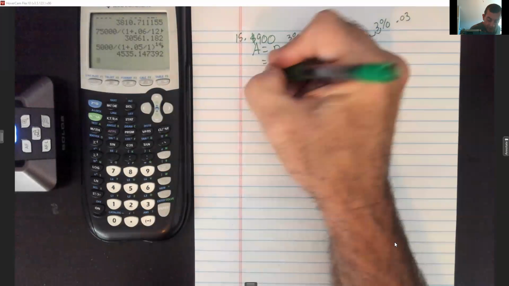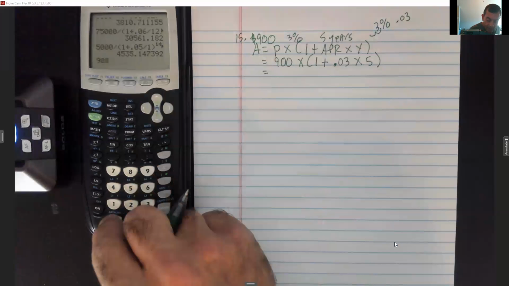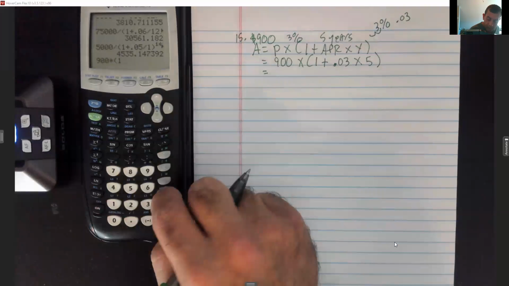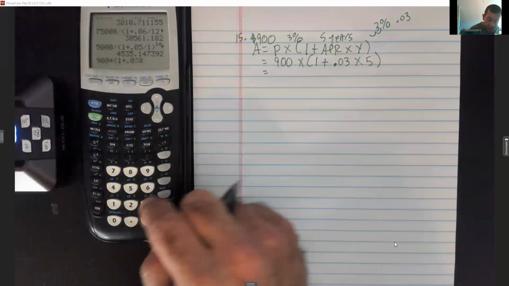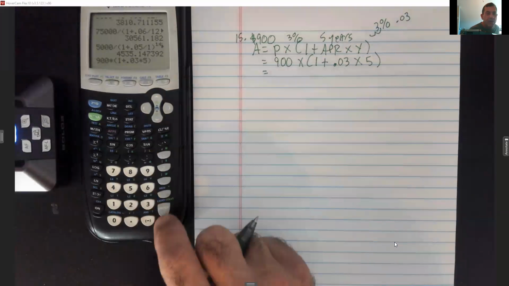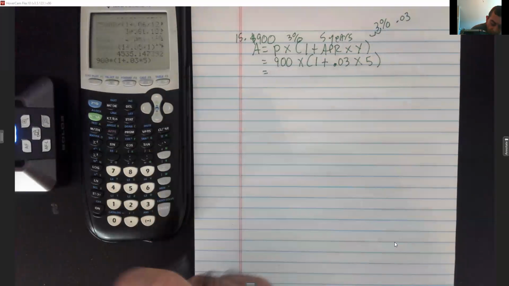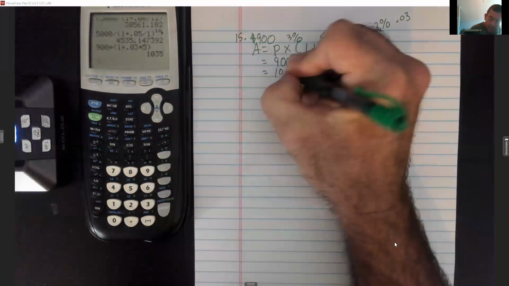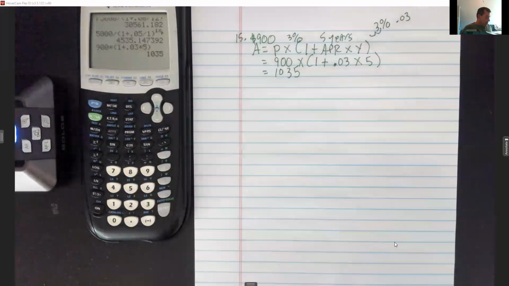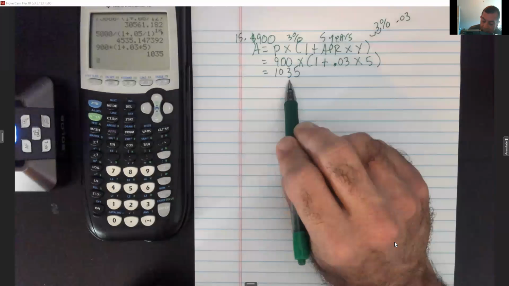So let's punch that in. 900 times parenthesis 1 plus 0.03 times 5. Close those parentheses and hit enter. And we get $1,035. So that's our total we have after the 5 years.